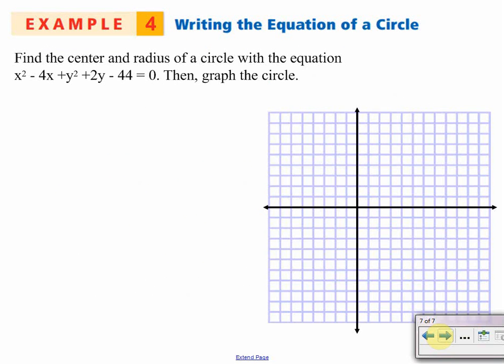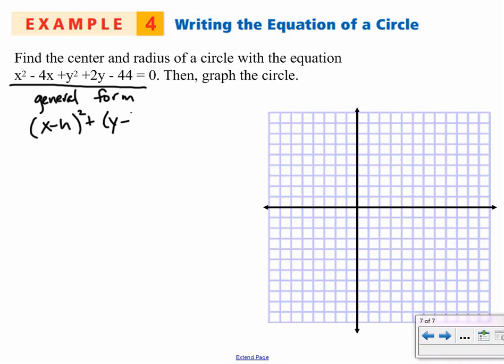And one more example. This time I'm given the equation of my circle in what's known as general form. It is not written out in standard form. I cannot easily tell the center and the radius from the way that it's written. It is written in general form. So I need to rewrite my equation from general form to standard form. So I need to change this to be in the form of x minus h squared plus y minus k squared equals r squared.